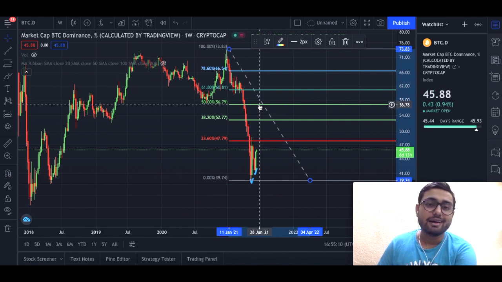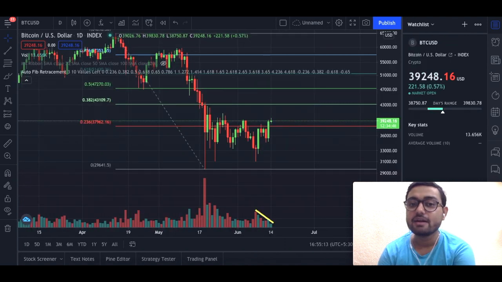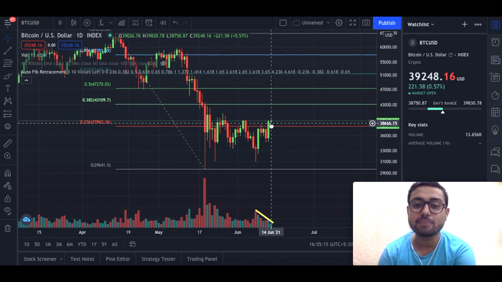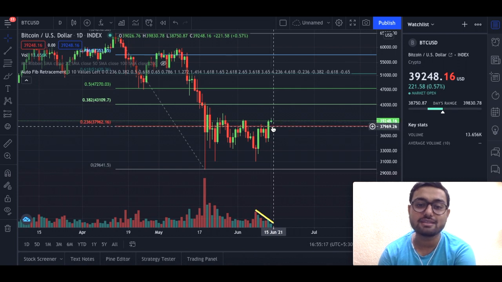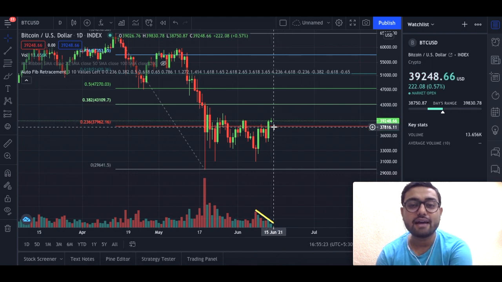So in the short term, I am not doing any trade currently. I want this particular candle to close above the resistance of 37,962 and treat this as a support. Then probably we can go for a long trade possibly.